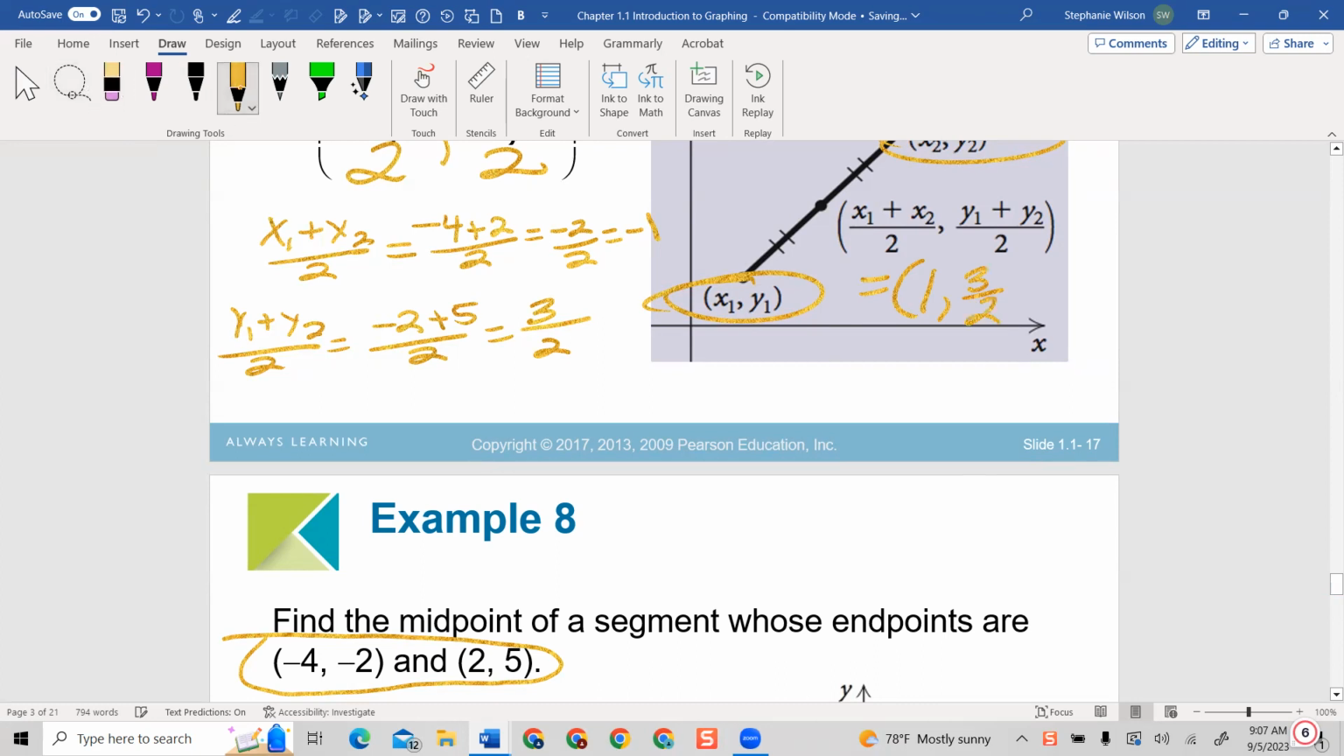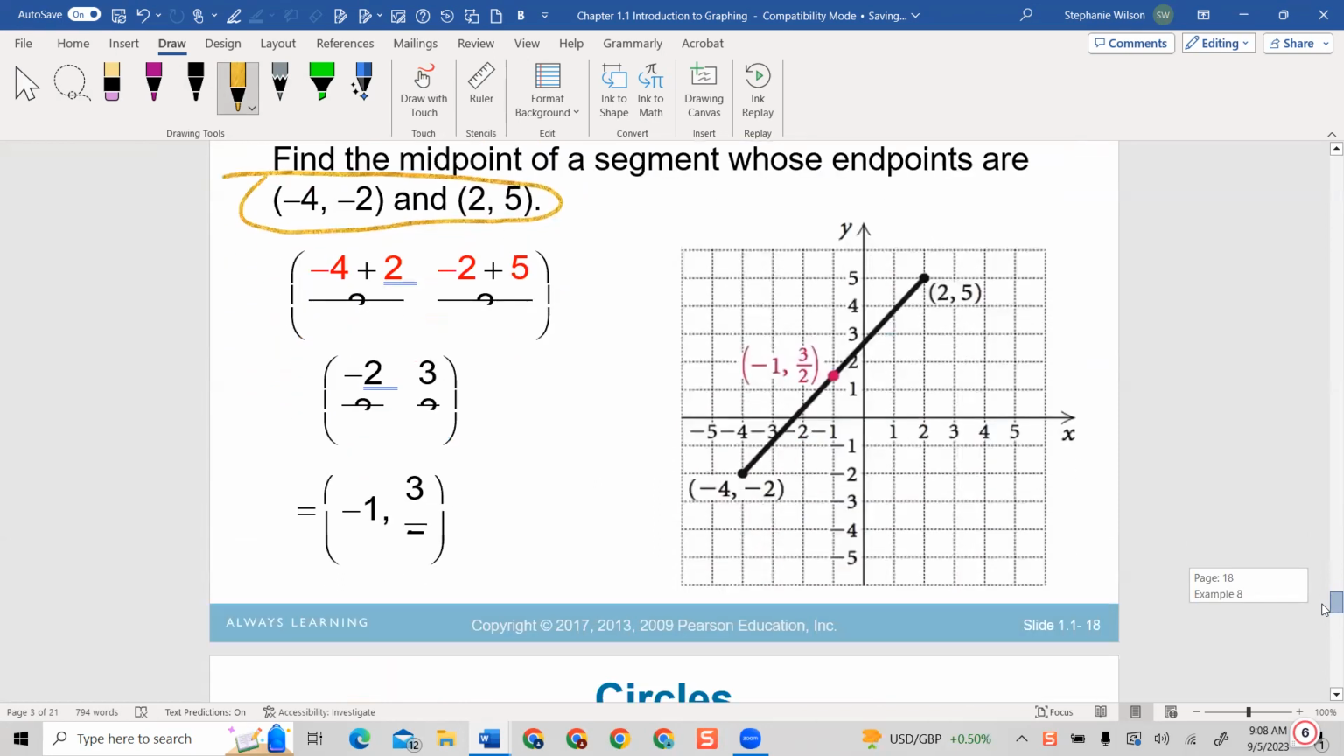So this is my ordered pair, and you can plot that point where it's halfway. As you see here, it's worked out for you.